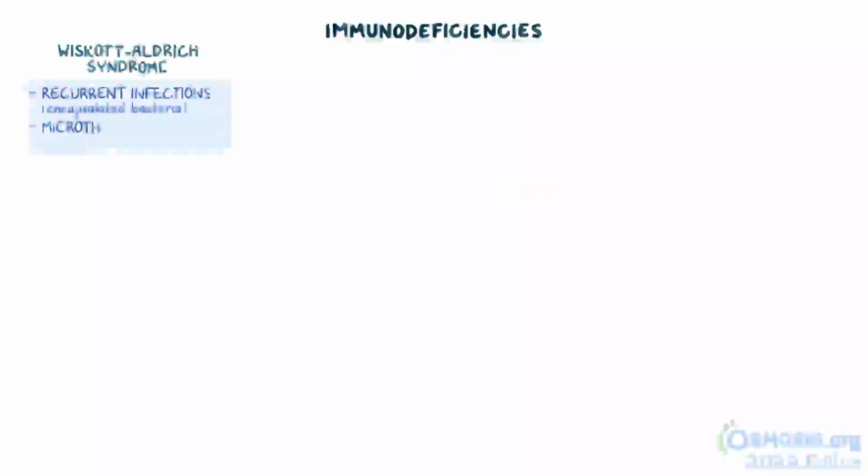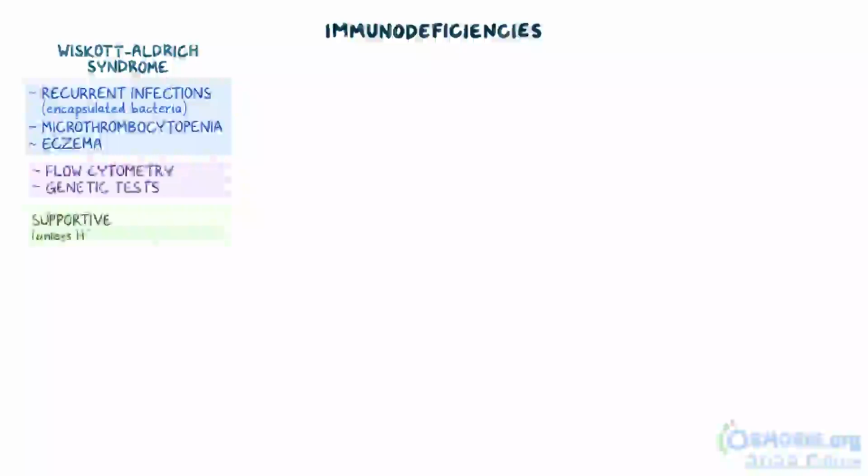And then, Wiskott-Aldrich syndrome has the triad of recurrent infections by encapsulated bacteria, microthrombocytopenia, and eczema. Diagnosis is made by flow cytometry and genetic tests. Treatment is supportive unless hematopoietic stem cell transplant is available.